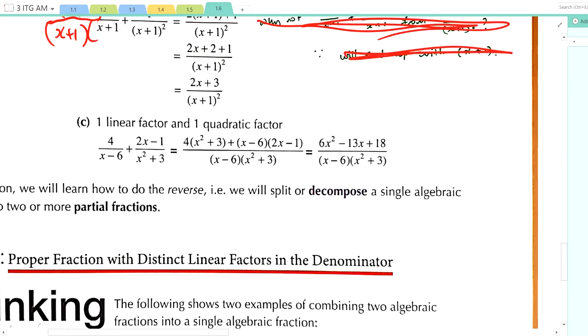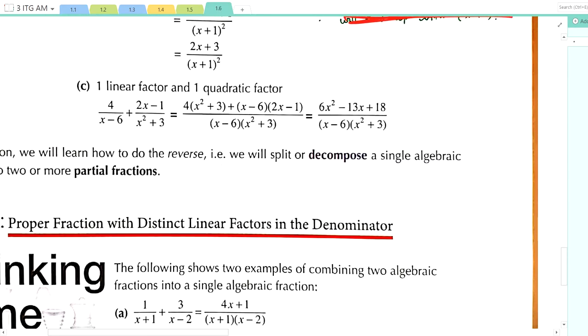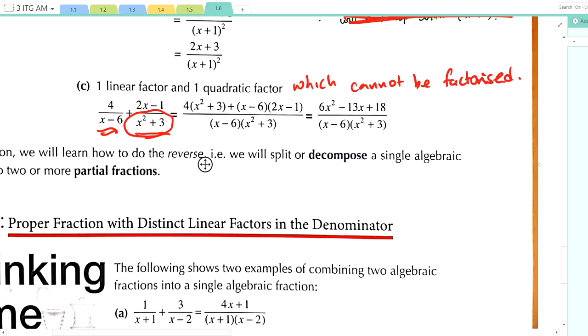Next, in part C, we can also have one linear factor and one quadratic factor which cannot be factorized. Which kinds of quadratic factors cannot be factorized? Those that look like this. x squared plus something. So for example, x squared plus 3, x squared plus 1, x squared plus 10. All these cannot be factorized. So you simply expand it out and simplify to get the answer.